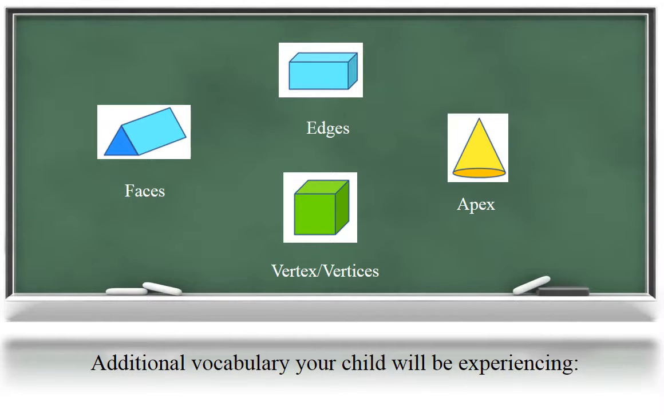Face is actually any of the flat surfaces of the figure. So we have a face there with the triangle. We also have a face here with the rectangle. A common misconception that students will have is when you show them a picture of a three-dimensional figure, for example, this picture here, they might think that this figure only has two faces. However, it actually has five because there's another triangle on the back side, and then there are two more rectangles on the side and bottom.